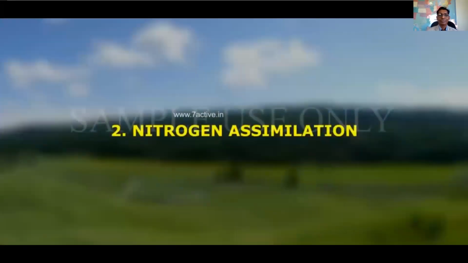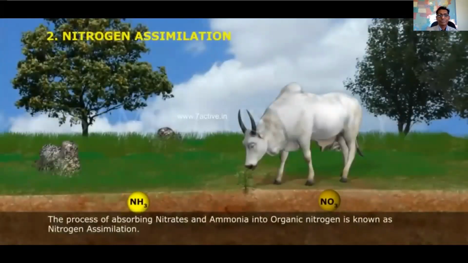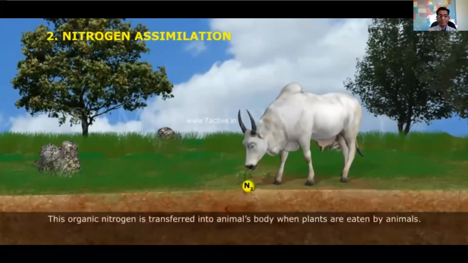2. Nitrogen assimilation. The process of absorbing nitrates and ammonia into organic nitrogen is known as nitrogen assimilation. This organic nitrogen is transferred into animals' bodies when plants are eaten by animals.